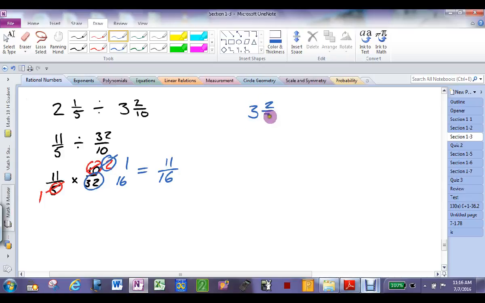3 2/3 divided by 1 2/6. Oh, and let's make that one negative.